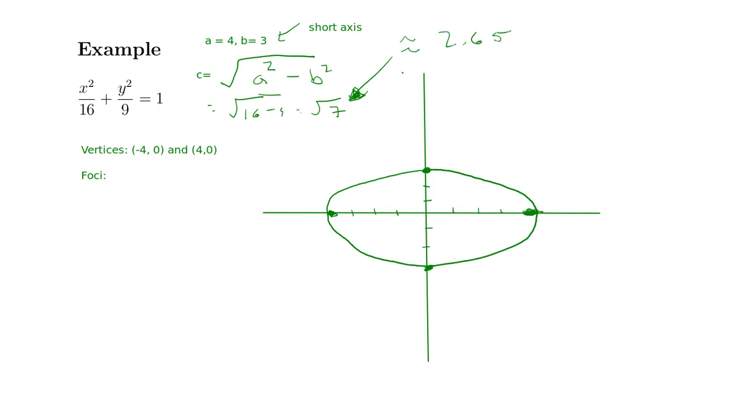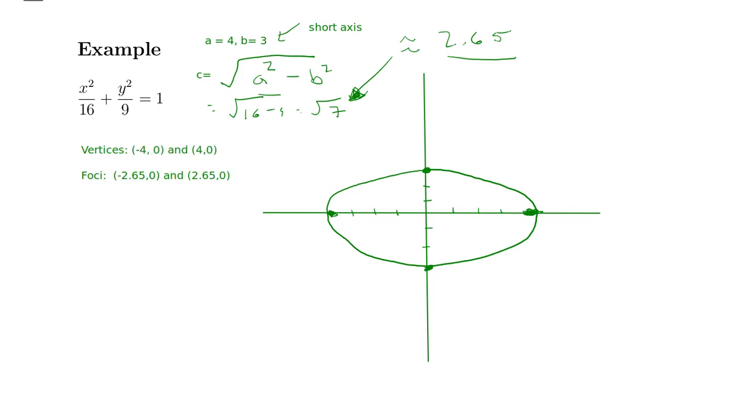And there's our ellipse. If you want to figure out where your foci are, that's what this C value is for. So that's going to determine our foci. So I'll just go ahead and write that in. Our two foci are going to be at -2.65, 0, and 2.65, 0. And really we could say that's root 7, right?